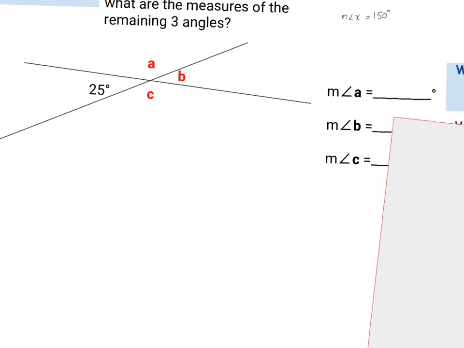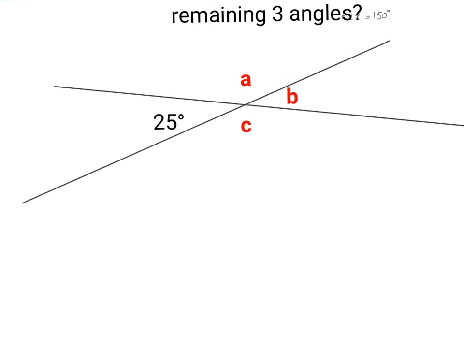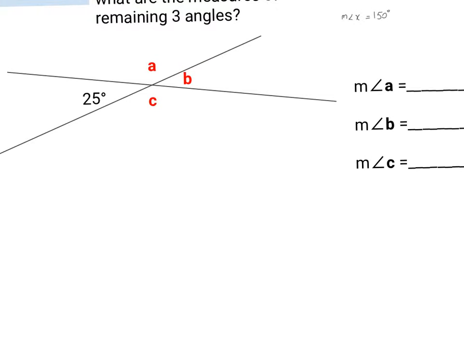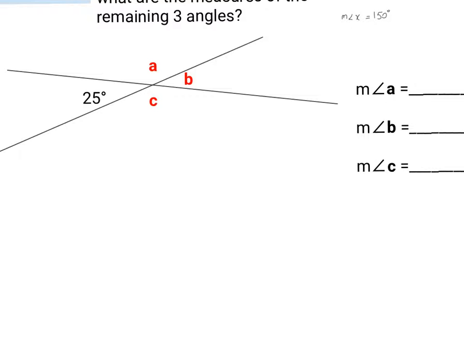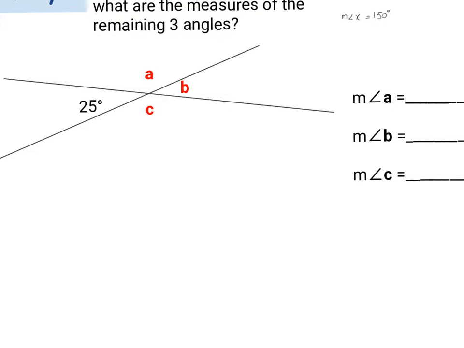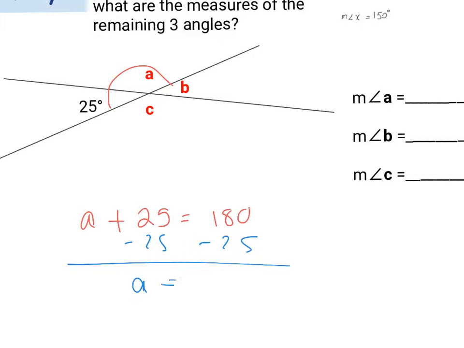I have two lines that cross, and these two lines that cross, as we said, create four angles. The first angle measures 25 degrees. What is the measure of angle A? We know the measure of angle A, let's call it A, plus the 25 degrees have to add up to 180 degrees. So here's my one-step equation. When you subtract 25 on both sides, you're going to get 155 degrees.